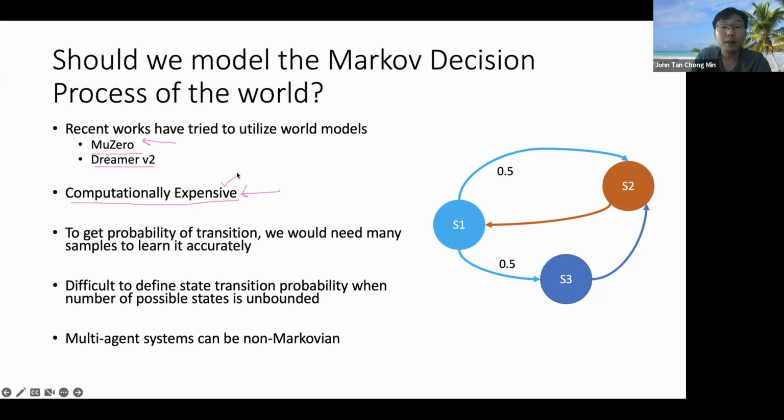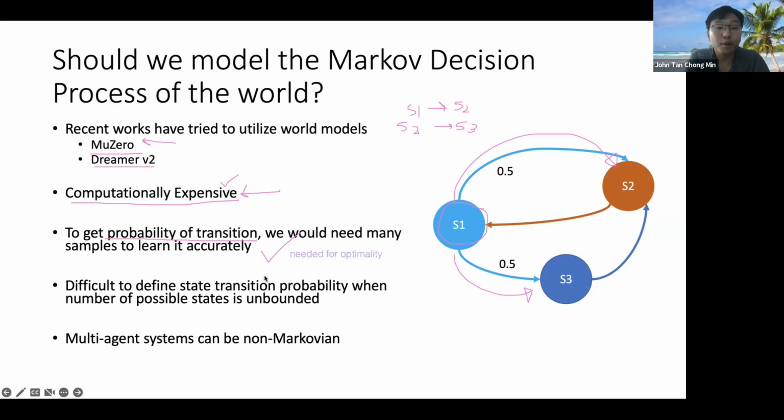Also, if we were to talk about probabilistic methods, for a state here, state 1, you have a 50% chance of going to state 3, and a 50% chance of going to state 2. Of course, if you want to do the world model, you need to model your probability of transition, which means you need to sample a lot of transitions from state 1 to state 2, and state 1 to state 3, in order to form an accurate probability estimation. This is needed for optimality.